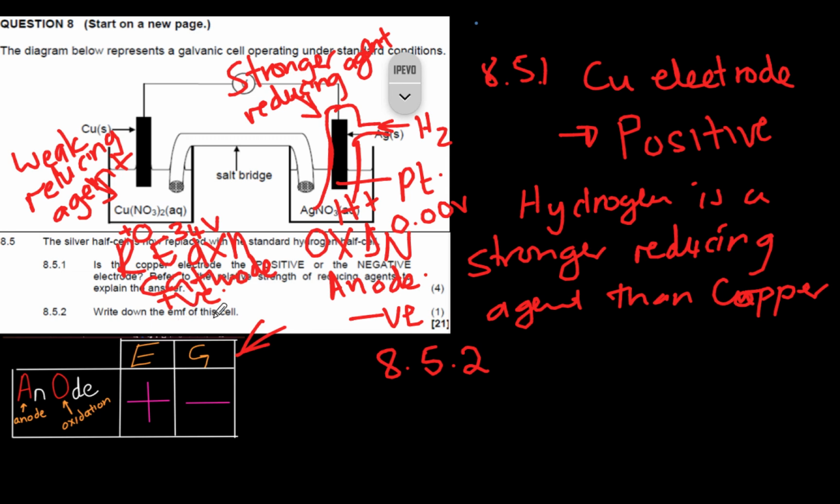The last question, 8.5.2, says write down the EMF of this cell. The EMF of this cell is going to be +0.34 volts, because as you can see here, the E cell of hydrogen is 0, hence whether addition or subtraction, it is still going to be 0.34 volts. Great, guys. This is the end of the question.